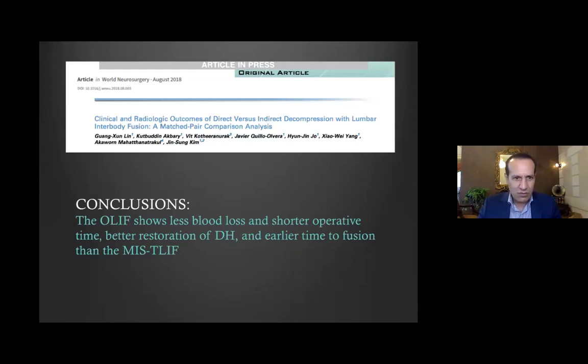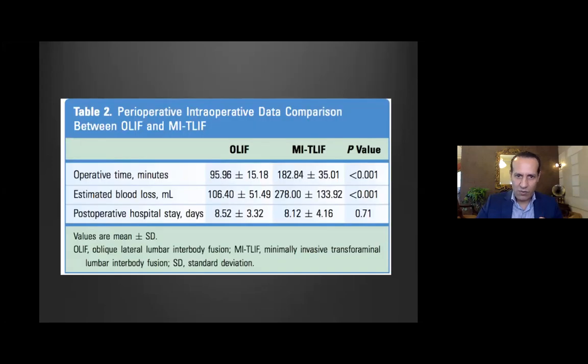This is from 2018, and it is about clinical and radiological outcomes of direct versus indirect decompression. What is the conclusion? OLIF shows less blood loss, shorter operative time, better restoration of disc height, and earlier time of fusion than MIS TLIF. And why am I talking about this? I will explain. The operative time is 50% less. Estimated blood loss is 65% less. But the hospital stay is the same.